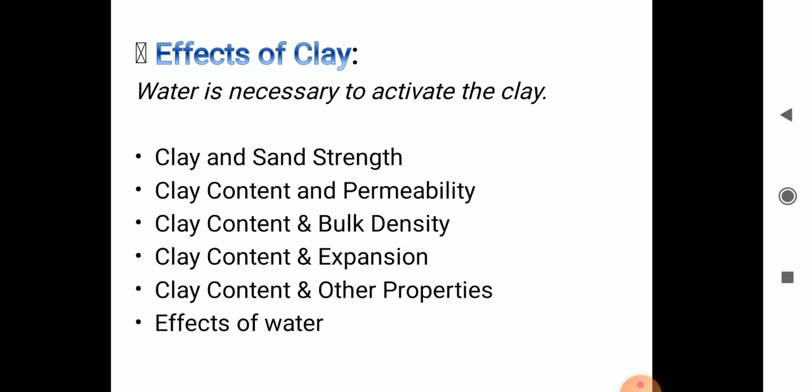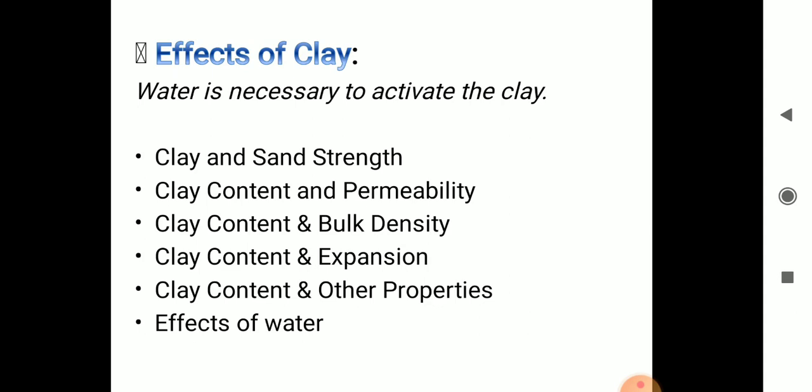Next is clay content and permeability. Permeability is reduced by fine material in the sand, and by increasing the clay content. Higher clay content also requires more tempering water and hence more steam is formed when the metal is poured. Next is clay content and bulk density. Clay content also influences the bulk density achieved by the sand during ramming. A sand having minimum bulk density has wide spaces and will have good permeability, consistent with the sand grain characteristics.